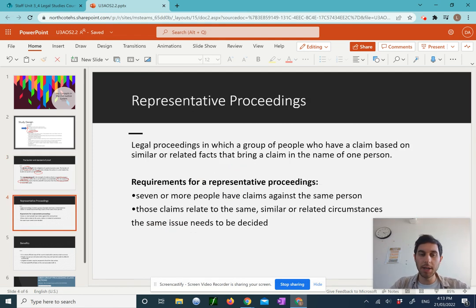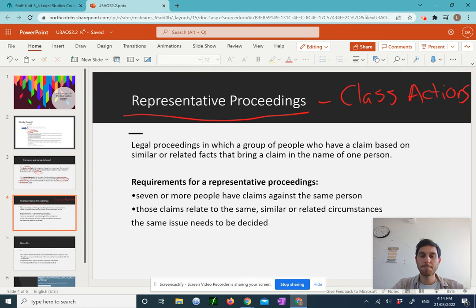Then the third idea that you need to know in these key concepts is a little bit of a different idea compared to the last two. It's known as representative proceedings, and another name for this is class actions. We're essentially talking about a lawsuit or a legal proceeding in which multiple people are suing the one company or the one person. And the way it works is that if you've got 7 or more people who've got the same legal issues arising from the same sorts of facts or the same incident, they can all pursue the same case together.